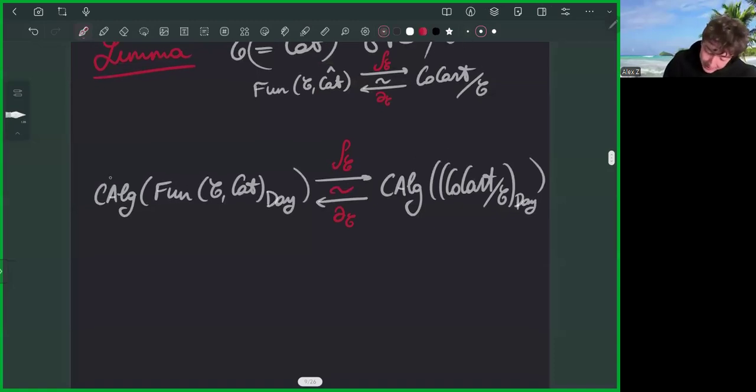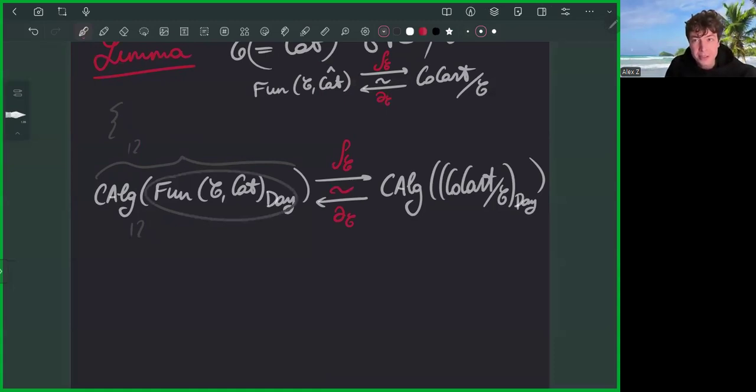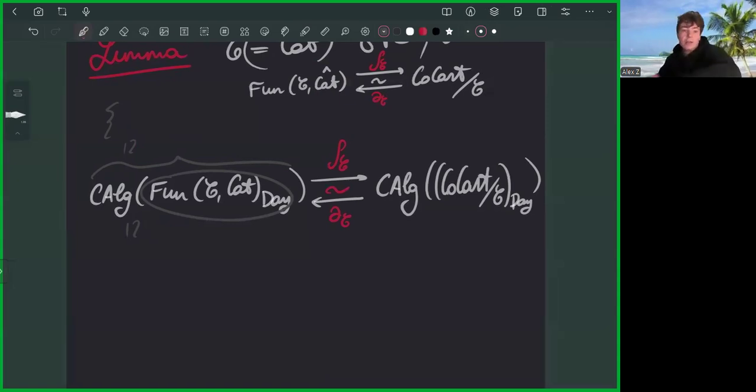And let me explain the left-hand side first. So you can prove that, so this is sort of like, are you guys familiar with the Day convolution tensor product? Yeah, I think I am. Yeah, I can skip that part. Okay, perfect.